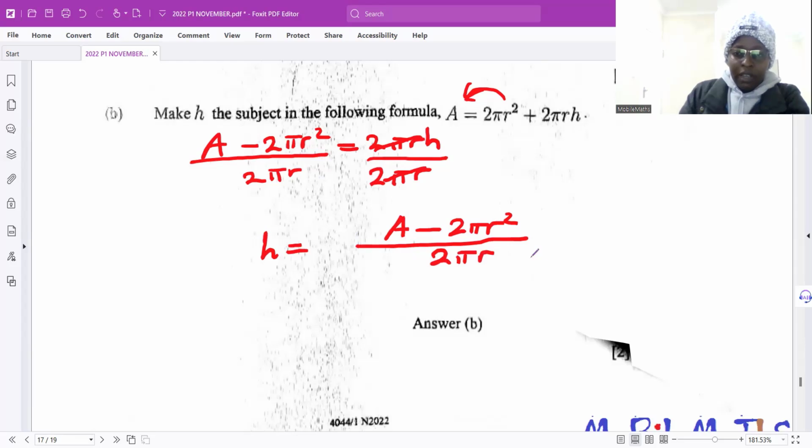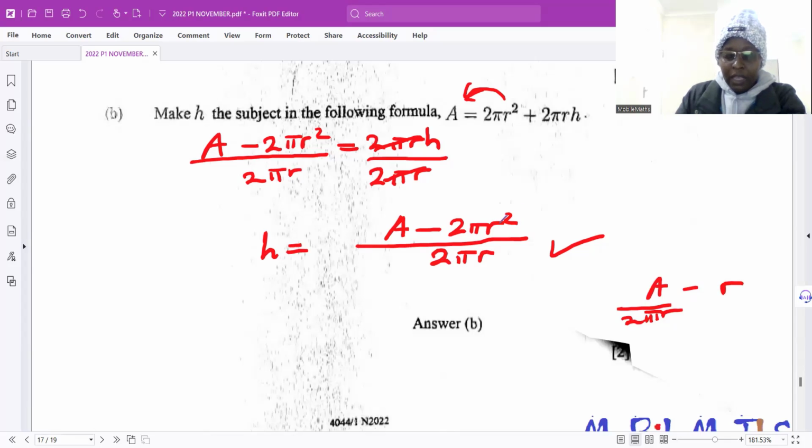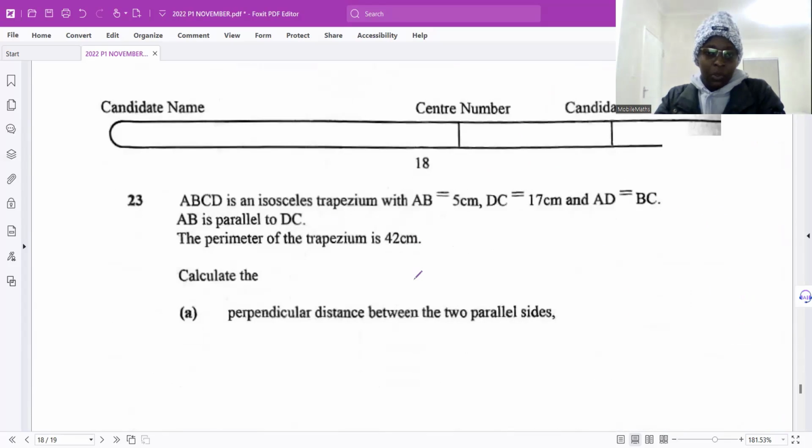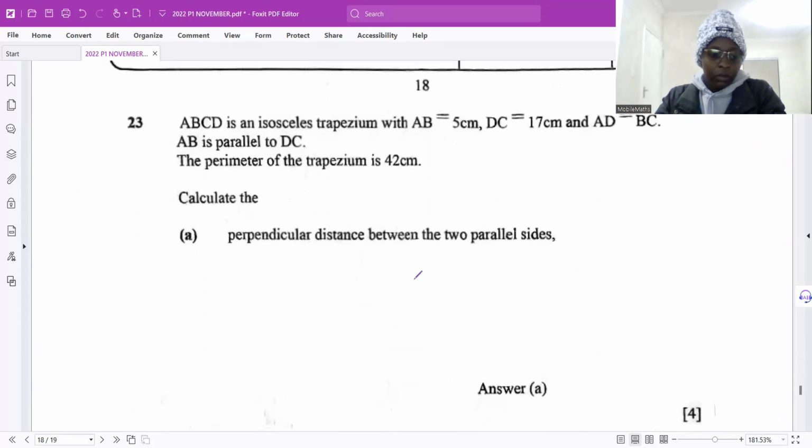Okay, so this is a final nice answer. If you want to simplify, you can simplify it and you are gonna get a over 2 pi r minus r, because these would cancel off each other. You would remain with 1 r there, but it's still fine. Okay, let's move on to number 23. We are almost done, guys.